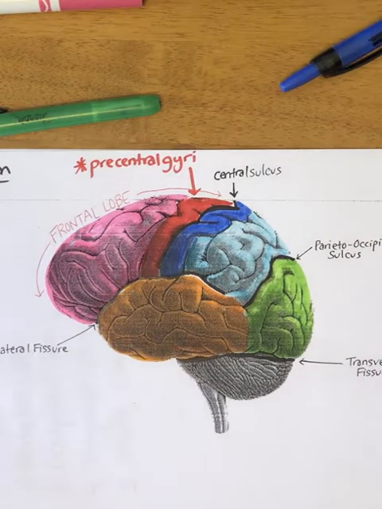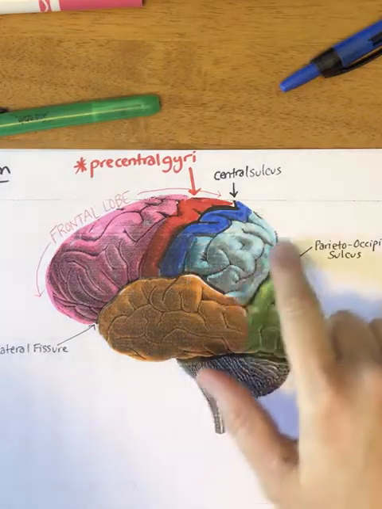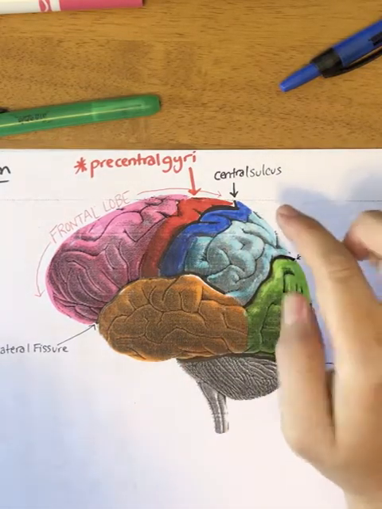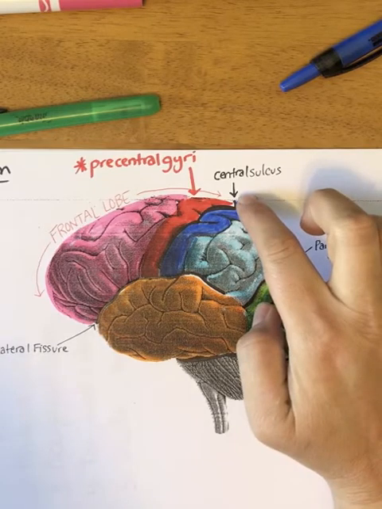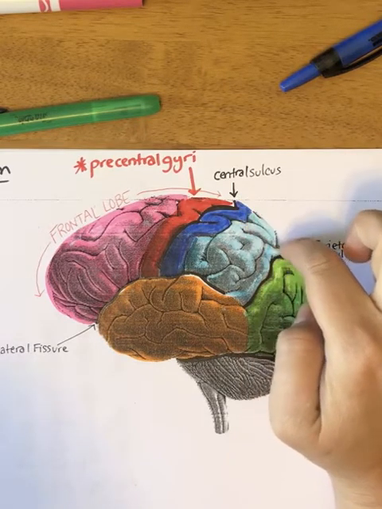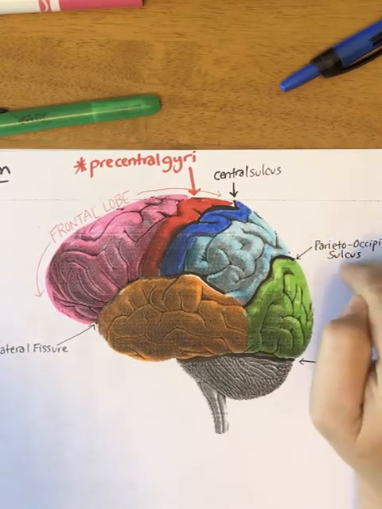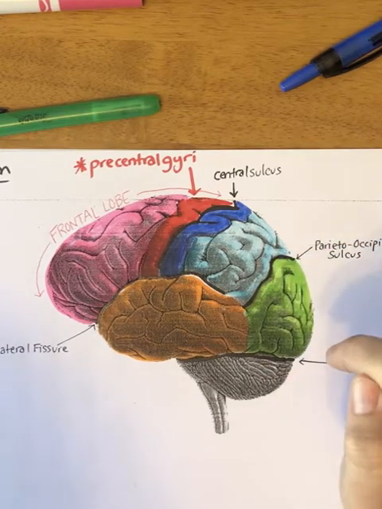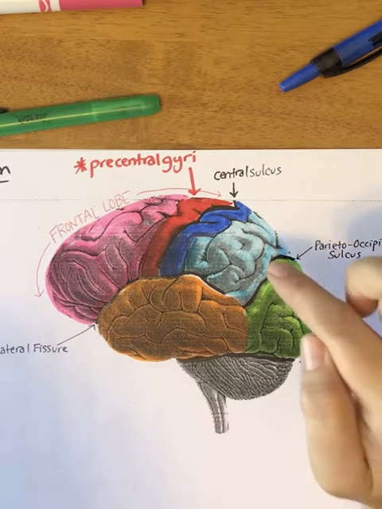Now, blue. Anytime we did the safety pin cycle, we talked about blue as being sensory. Well, this area is the parietal lobe. So the parietal lobe extends posterior to the central sulcus, but anterior to the parietal occipital sulcus, and it's blue because it's going to be involved with most of your sensory.